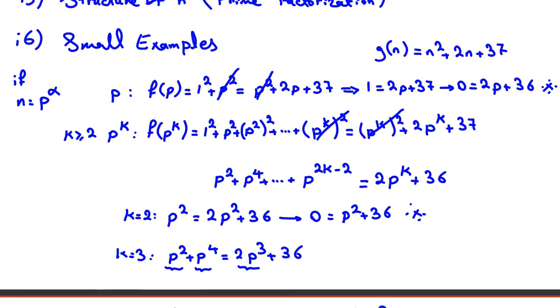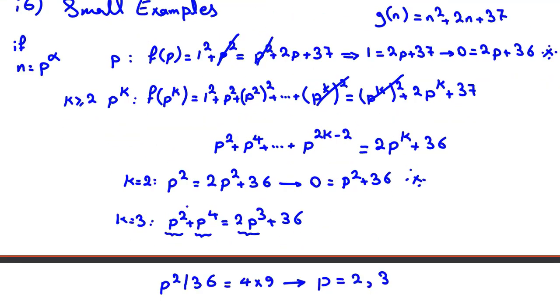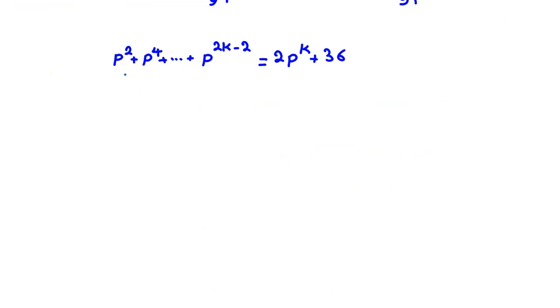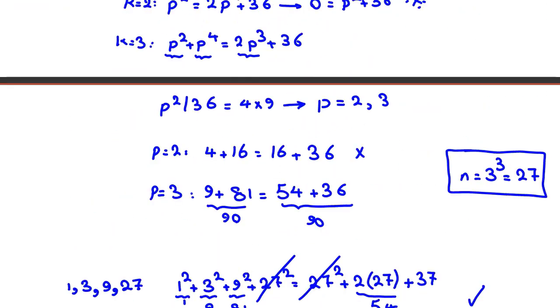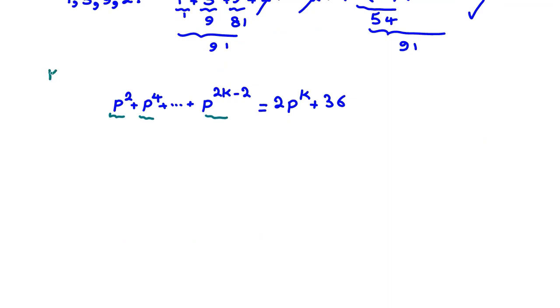Okay, so P3 works. Now we've considered K2 and K3. Let's consider the general case. Here again we can say p squared divides this, this, and this, and since we've considered up to k3, here we can say k is at least 4.